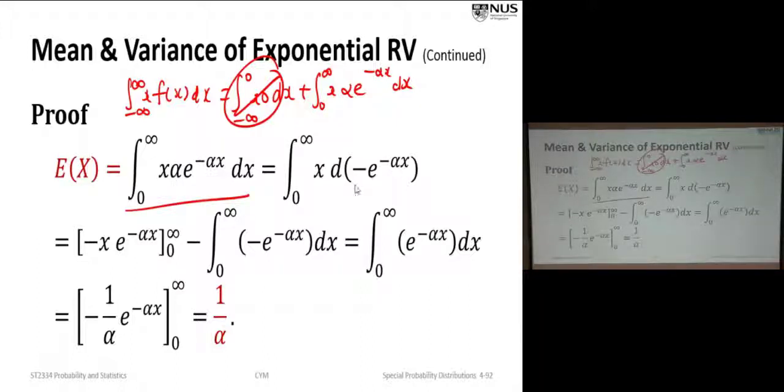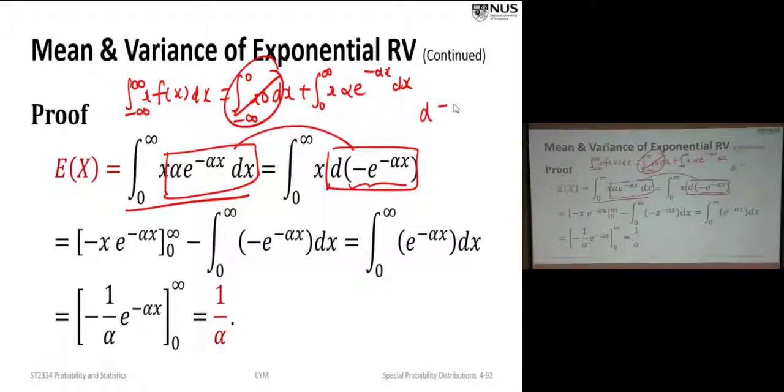Differentiating this will give you this part. These two are the same. Differentiate minus e to the power minus alpha x with respect to x, and that will give you alpha e to the power minus alpha x, which is the one here.